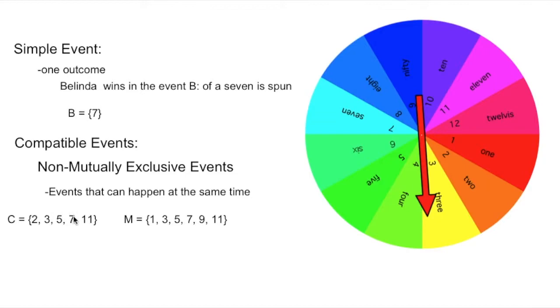Or if 7 comes up, they both win. Or 11 comes up, they both win. These are compatible or non-mutually exclusive. Clara and Morgan can both win if 3, 5, 7, or 11 comes up. And notice C intersection M is not equal to the null set. If we look at what is common between these two things, they have something in common. If they had nothing in common, then they would be mutually exclusive, or incompatible.